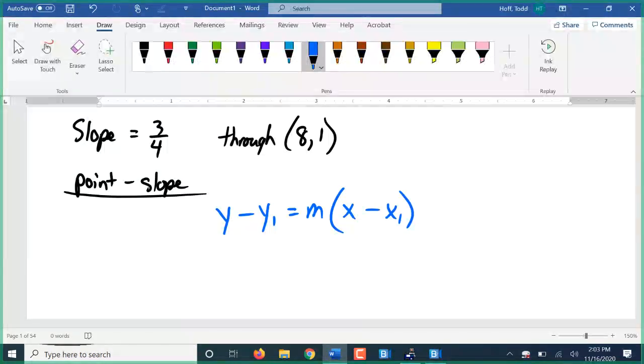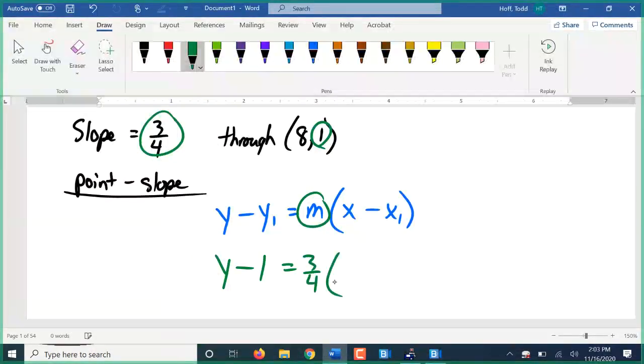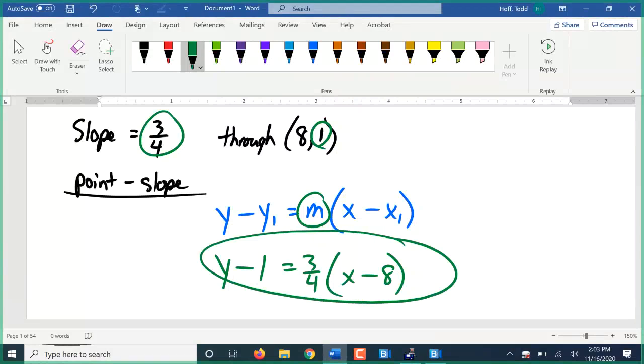So that means we can just do y minus y1, y1 is 1, so y minus 1 equals m, our slope, which is 3/4, times x minus the x-coordinate, which is 8. And there's our equation in point-slope form.